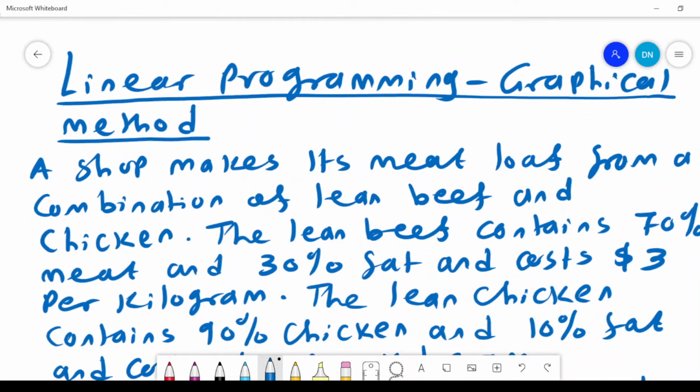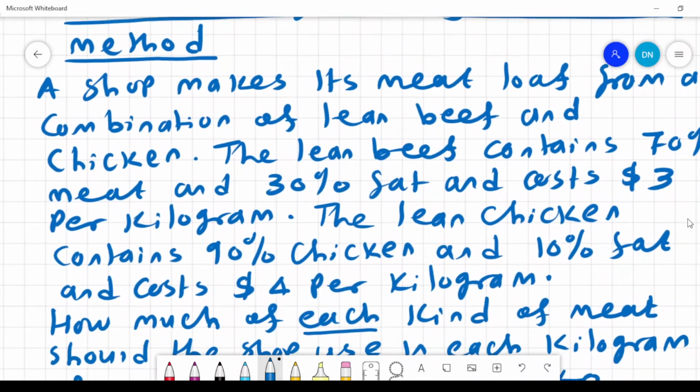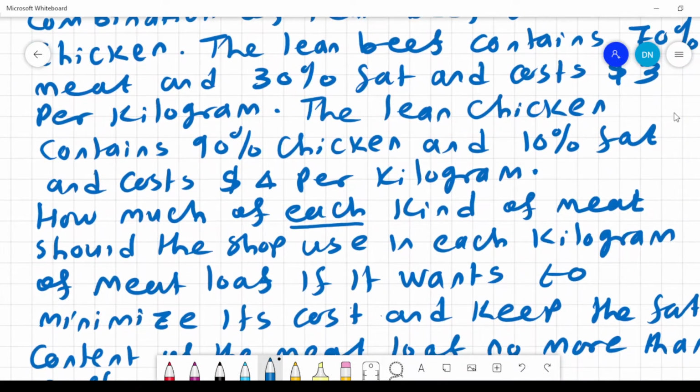We want to look at linear programming using the graphical method. And we have an example. A shop makes its meatloaf from a combination of lean beef and chicken. The lean beef contains 70% meat and 30% fat and costs $3 per kilogram. The lean chicken contains 90% chicken and 10% fat and costs $4 per kilogram.